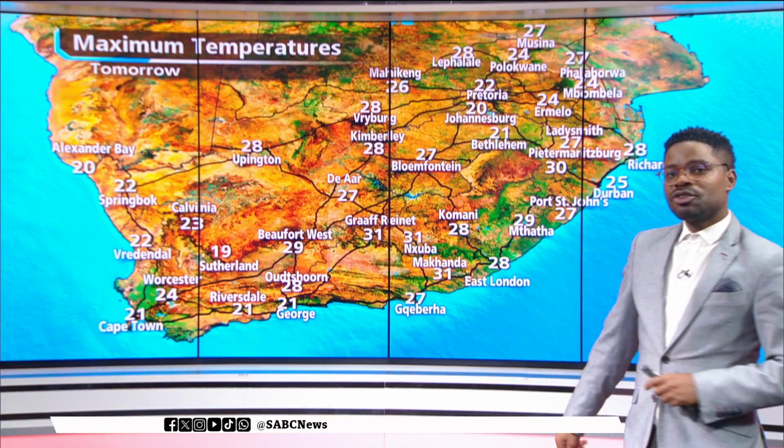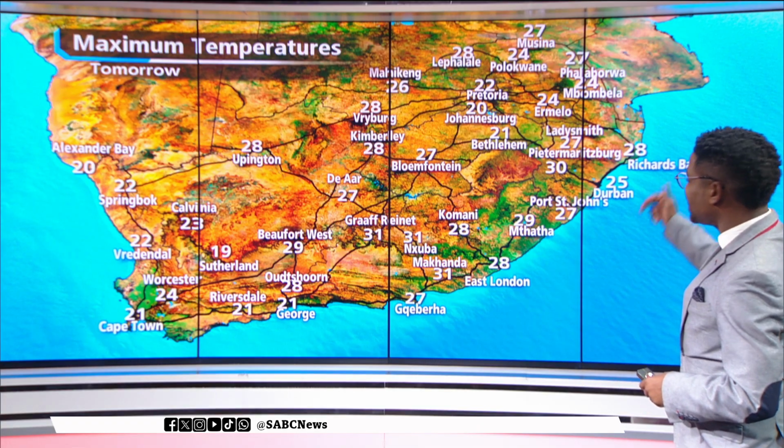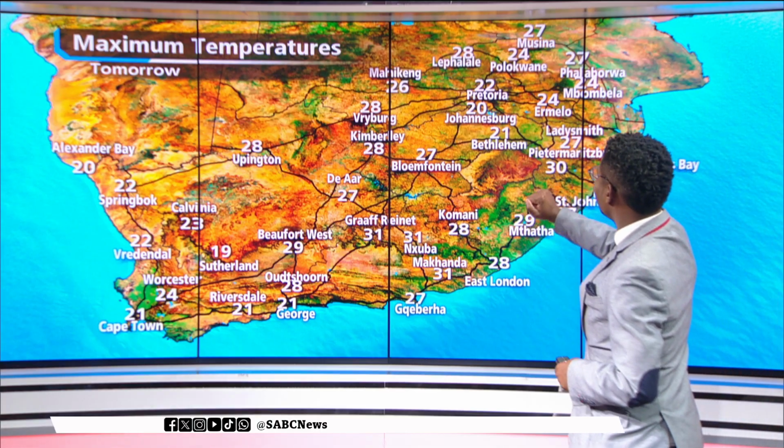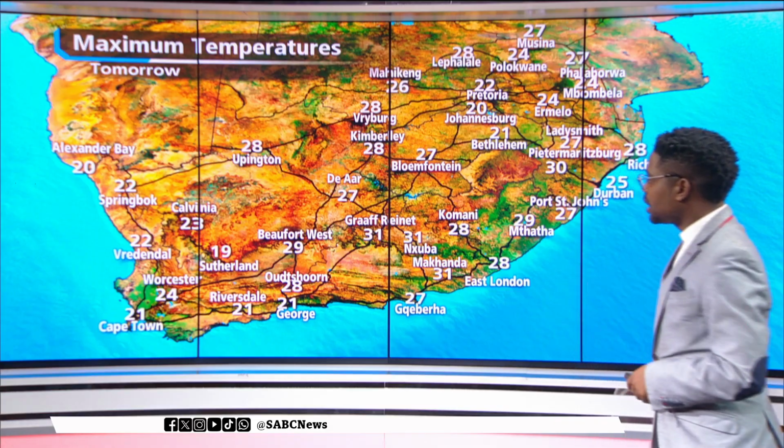But it is going to be a warm day as we move towards KwaZulu-Natal for tomorrow, with a high of 25 over Durban, 30 will be your maximum over Pietermaritzburg. Also expecting warm conditions as we move towards Limpopo, with Musina at 27, Johannesburg at 20, Upington expecting a high of 28.